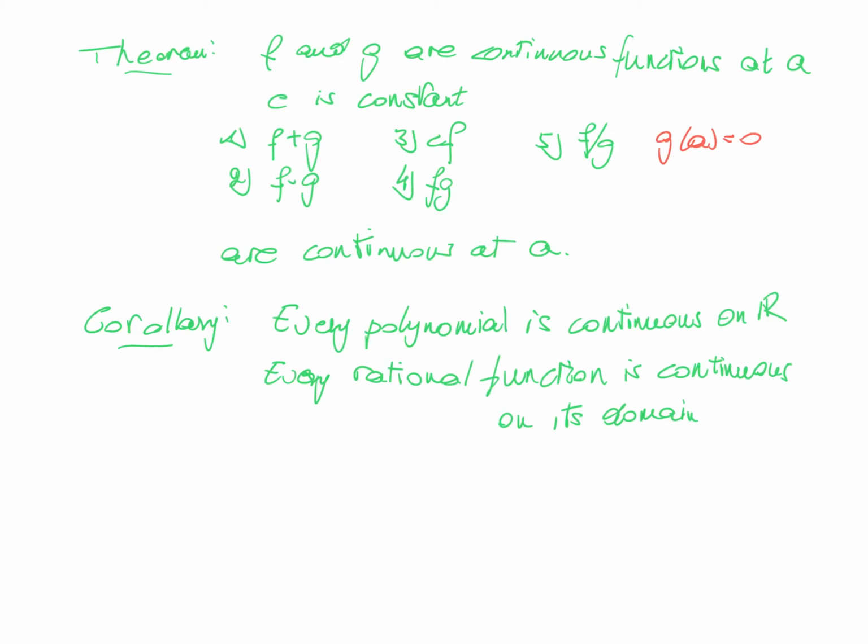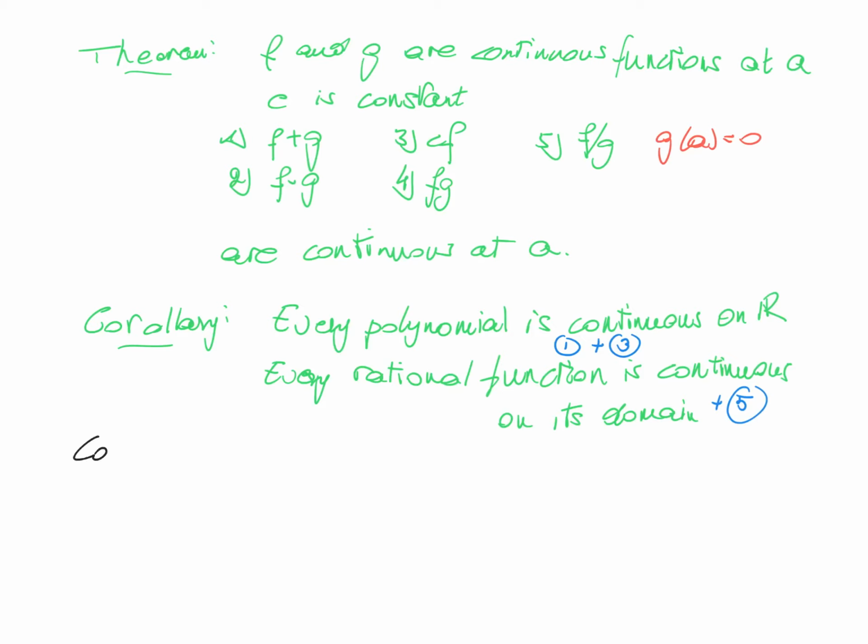To see that the first statement is true, so the polynomial is continuous on R, you just use properties 1 and 3 from the theorem. So you add continuous functions and you multiply with the constant, which is the definition of a polynomial. For the rational functions, you also add the fifth one. So it's a division of polynomials. You know that the polynomials are continuous. And so if you divide them, by property 5, also the rational function is continuous.